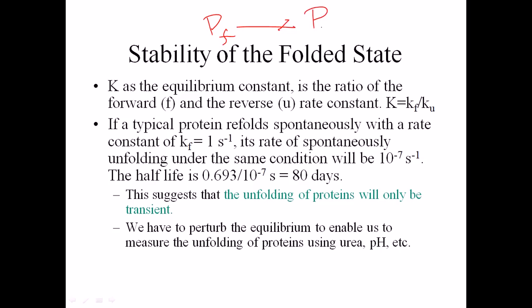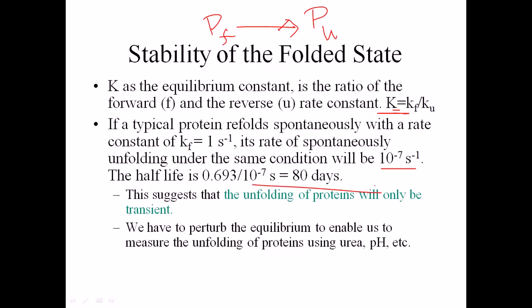If we just think about the reaction of protein folding and unfolding, then we are going towards the unfolded state of the protein from the folded state, and the constant for this reaction is capital K, and capital K equals Kf divided by Ku. This is the rate constant for protein unfolding and folding. If a typical protein refolds spontaneously with a rate constant of Kf equals 1 per second, then the rate of spontaneous unfolding under the same condition will be 10 to the power minus 7 per second. That means the half-life of the folded state before unfolding is 80 days.